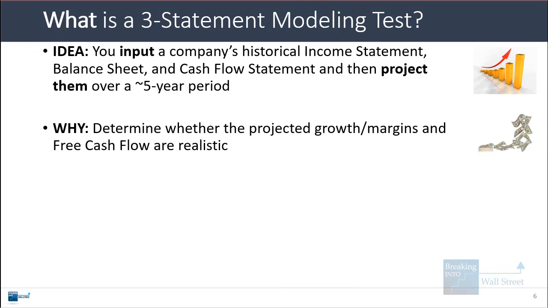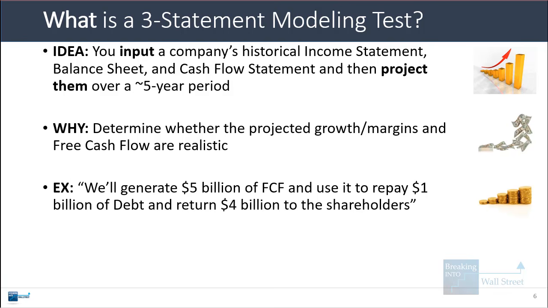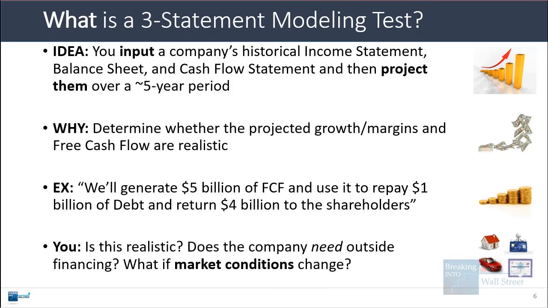You do this because you want to determine whether the company's projected growth in margins and free cash flow and other metrics are actually realistic. For example, maybe the company says something like, we'll generate $5 billion of free cash flow and then use it to repay $1 billion of debt and then return $4 billion to shareholders in the form of dividends and share repurchases. If you build a proper 3-statement model, you can assess whether that's realistic, whether the company might actually need outside funding, whether it's not in fact going to generate this much in free cash flow.